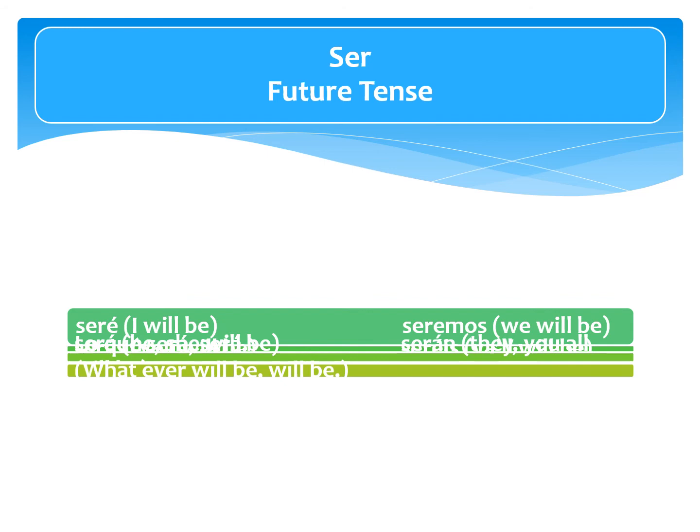All right, let's take a look at ser in the future tense. In here it's a regular verb. And notice all the forms have an accent except the nosotros form. Seré, I will be. Serás, será. Seremos, seréis, serán. Typical example that people use, lo que será, será. Whatever will be, will be.